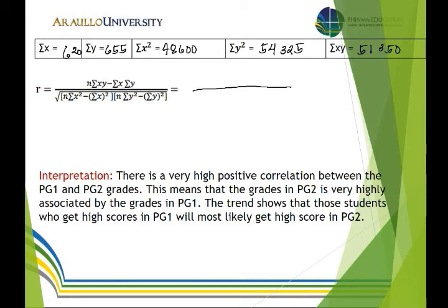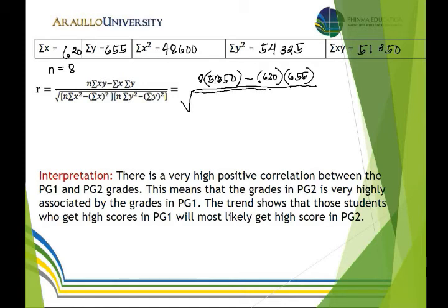So, we have n. So, ilan yung n natin? We have 8. Kasi 8 student yan. So, N is 8. Okay, and then multiply by summation of xy. Where's the summation of xy? We have 51,350 multiply by minus summation of x, 620, multiply by summation of y, 655. Okay. Next, yung nasa baba naman.